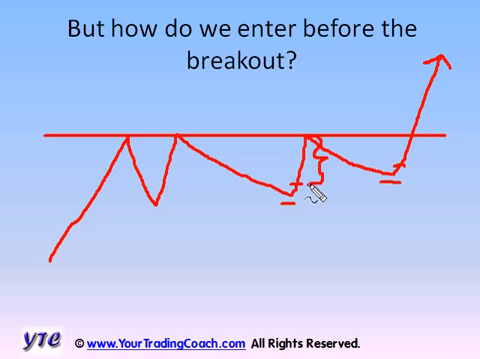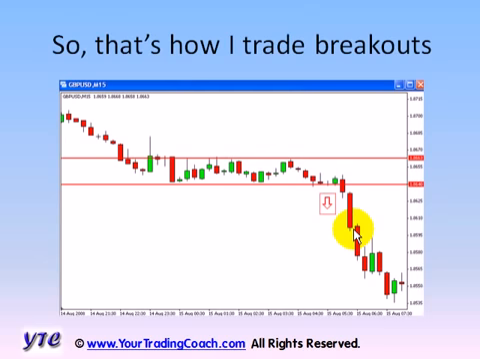So the area here, from the entry to the resistance, is greater in this example than down to the stop. And just slightly larger in this example here. Always look to have at least 1-to-1, so that if the breakout doesn't come, I'm not taking a loss. I'm out either break even or with a small profit. So that's how I trade the breakouts.